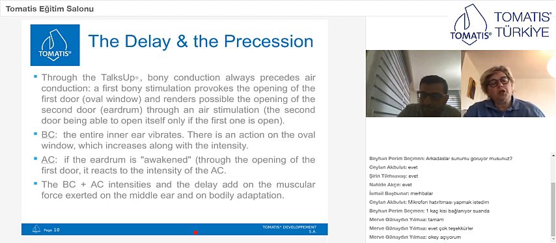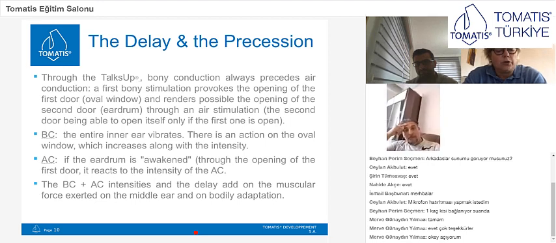So the bone conduction plus the air conduction intensities and the delay add on the muscular force exerted on the middle ear and on bodily adaptation.